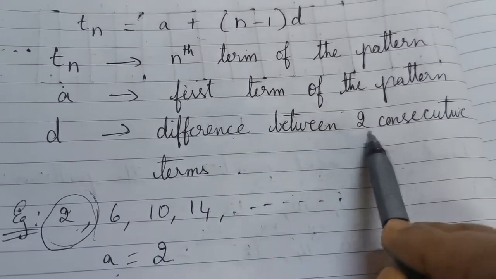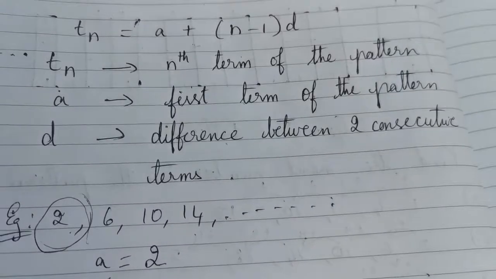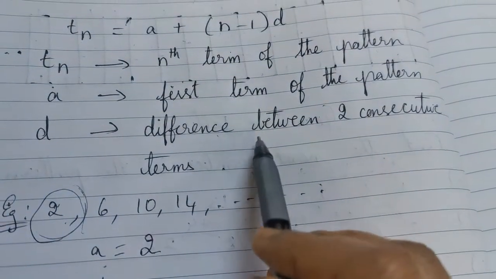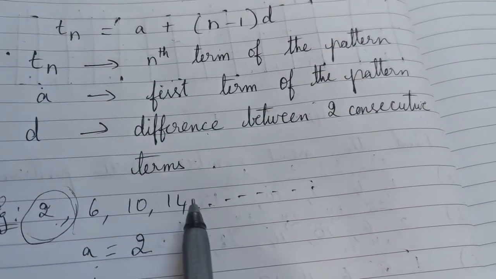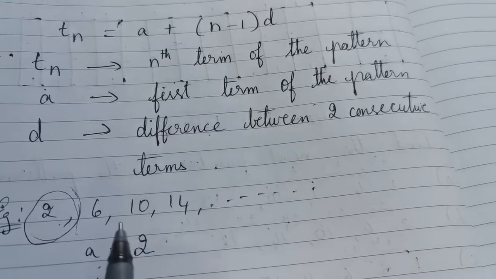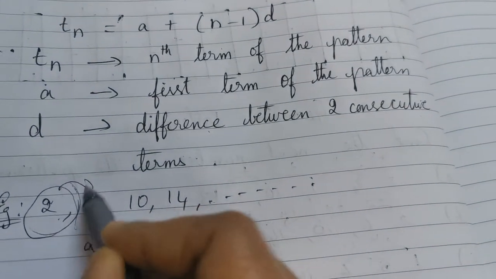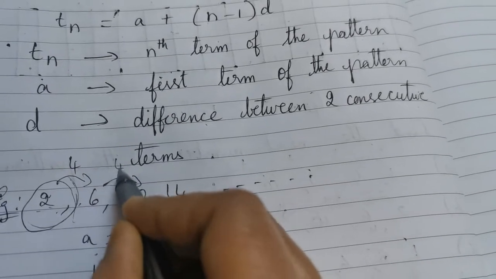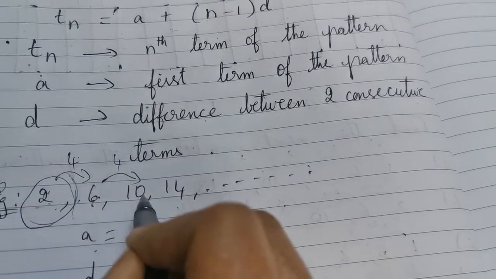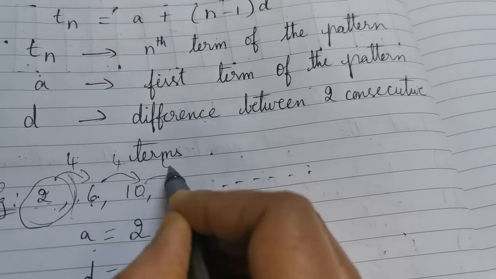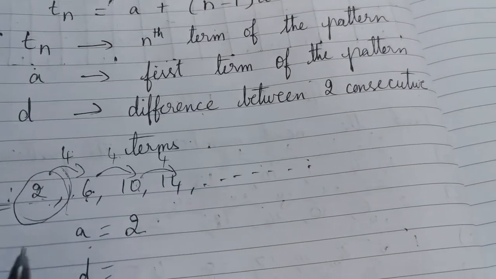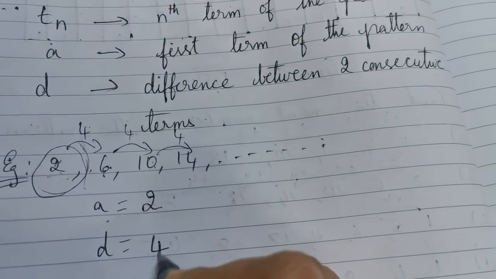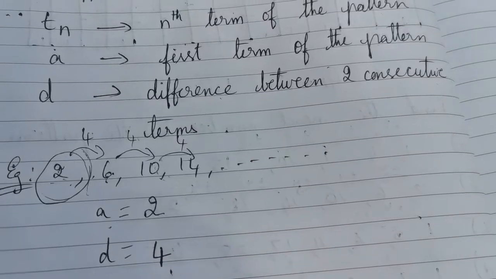And d is the difference between two consecutive terms. Since it is a linear pattern, we will have the same difference between any two consecutive terms. If you look here, the difference is 4. 6 and 2, the difference is 4. 10 and 6, the difference is 4. So 2 plus 4 is 6, 6 plus 4 is 10, 10 plus 4 is 14. So the value of d for this pattern is 4.